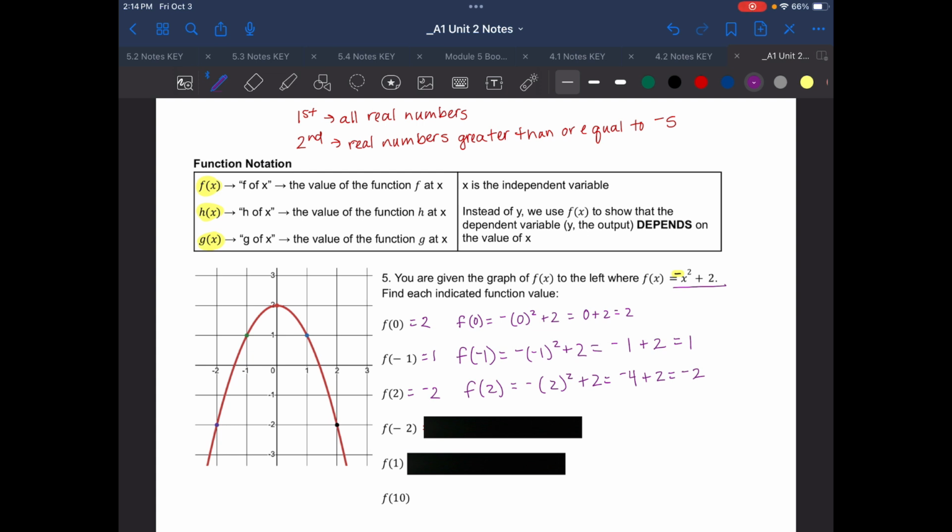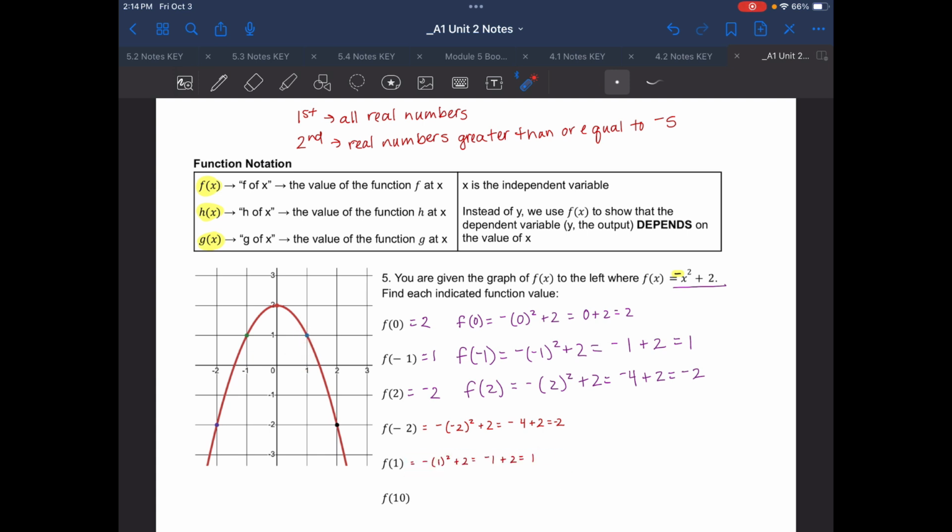So for f of -2, if you look at the graph where x is -2, your function has a value of -2. If you plug it in, you also get -2. And then f of 1, x value of 1, your function's value is 1. So f of 1 equals 1.